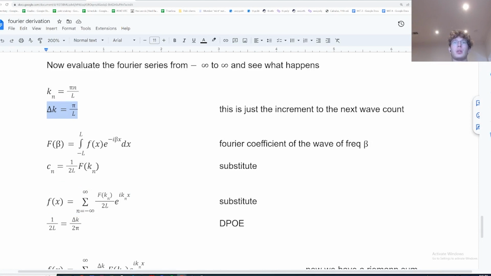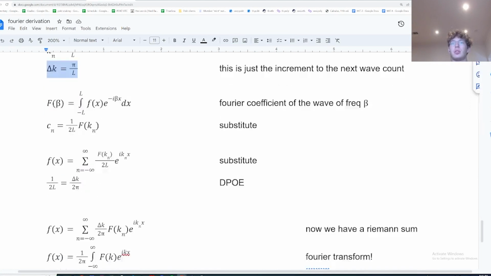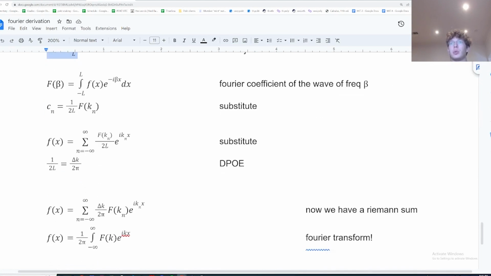And so it's a little unclear why we might have done this, but now we're going to substitute this delta k into this one over here with the 1 over 2L. And so this might look really familiar. We have a little delta k here. We have an infinite sum. And so this is actually a Riemann sum.